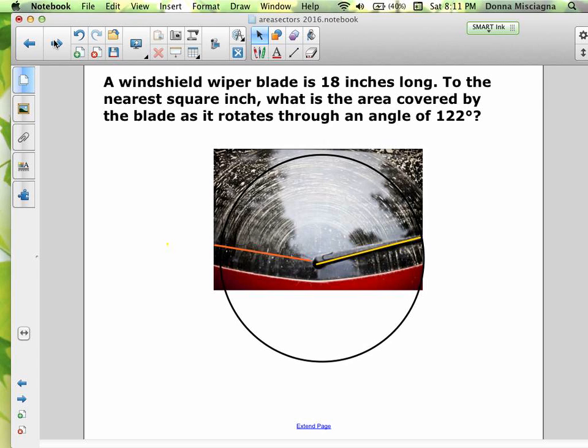So a windshield wiper blade is 18 inches long. To the nearest square inch, what is the area covered by the blade as it rotates through an angle of 122 degrees? So if it's rotating through an angle of 122 degrees, that means as it goes from one side to the other, that's 122 degrees. So that represents the central angle of our circle. So we have the central angle for our sector of our circle. We know that the blade is 18 inches. But now, is that a radius or a diameter?